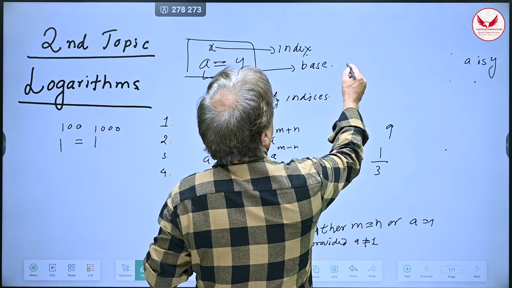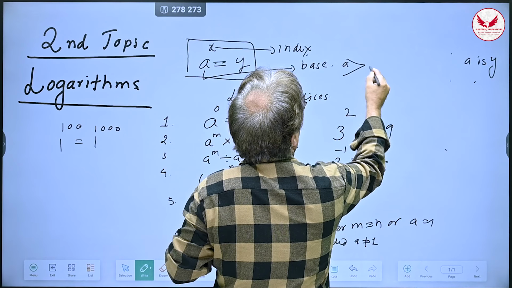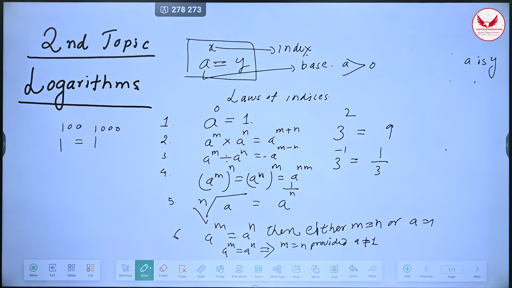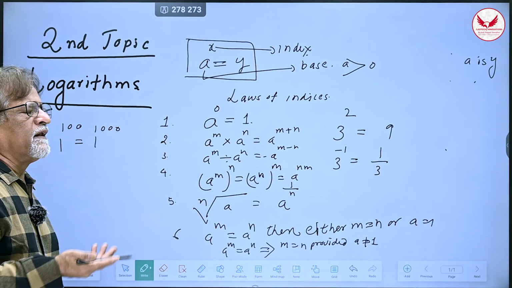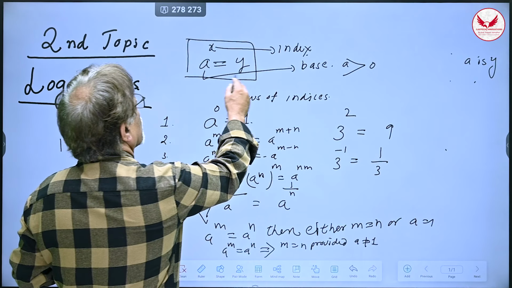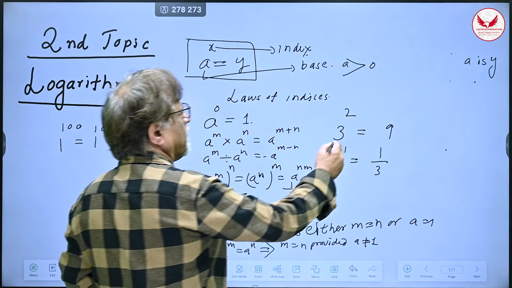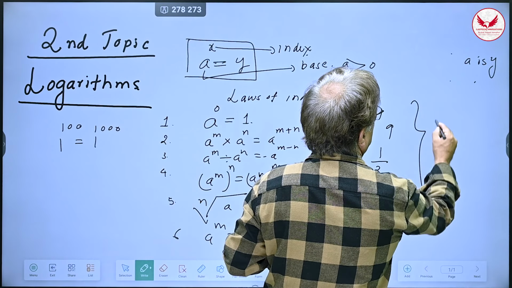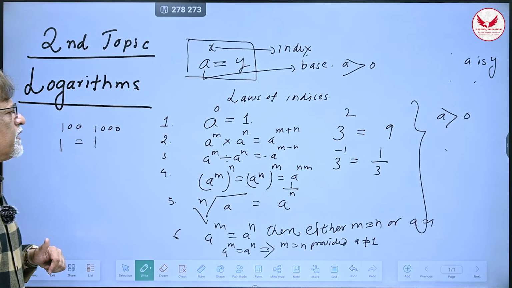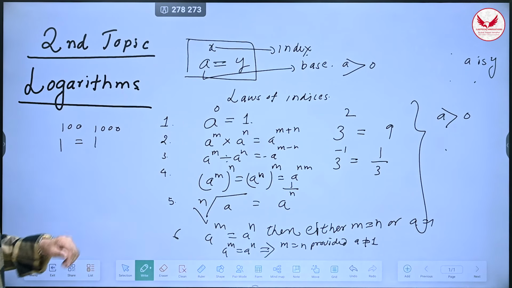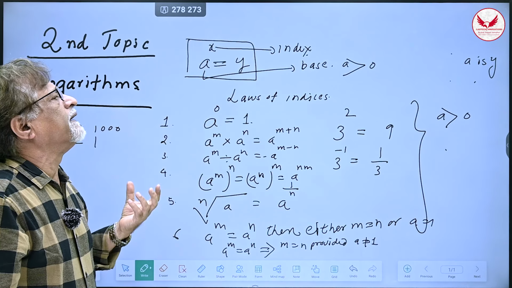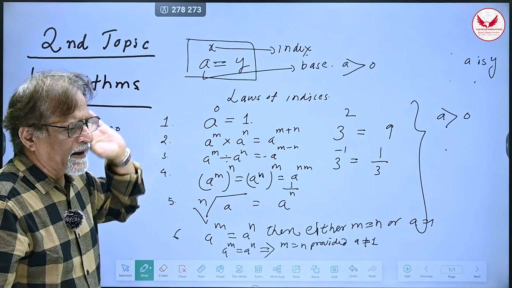Now, one more condition I want to add here, that a is always taken as positive. Why is a positive? Because negative quantities will create trouble. If you take minus 1 raised to half or something, imaginary numbers will arise. So, in order to avoid that difficulty, a is always taken to be positive. So always remember, for all these laws to be true, a has to be greater than 0. That is called the base. So when I say I know a, I know x, that means I have to take the xth power of a. The xth power of a is y.